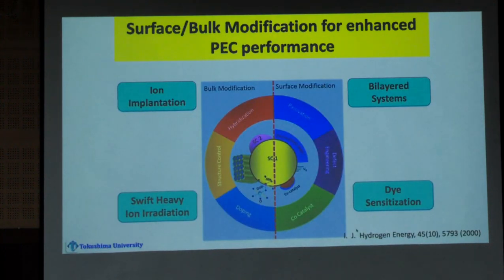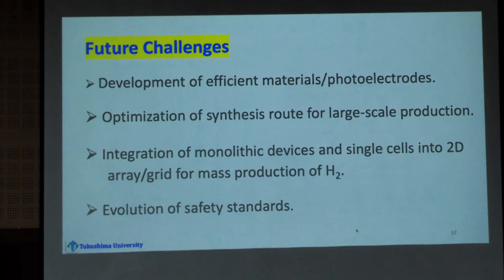How can we improve the process of water splitting? Maybe you can have some kind of ion implantation on the electrode, or use some kind of ion irradiation, or some bilayer system. You can use another bilayer on the electrode, or some kind of dye sensitization, to improve the performance of hydrogen water splitting.